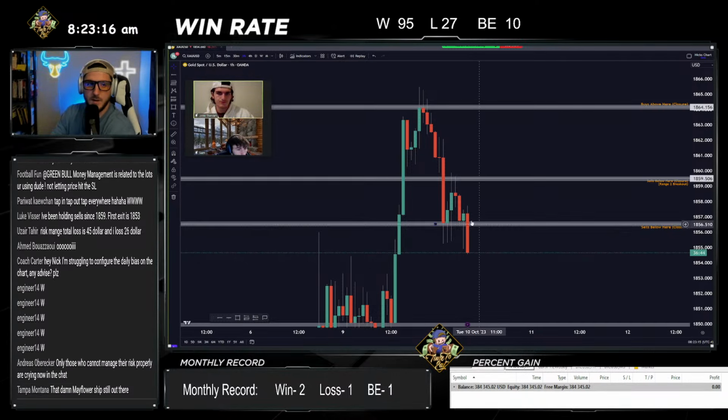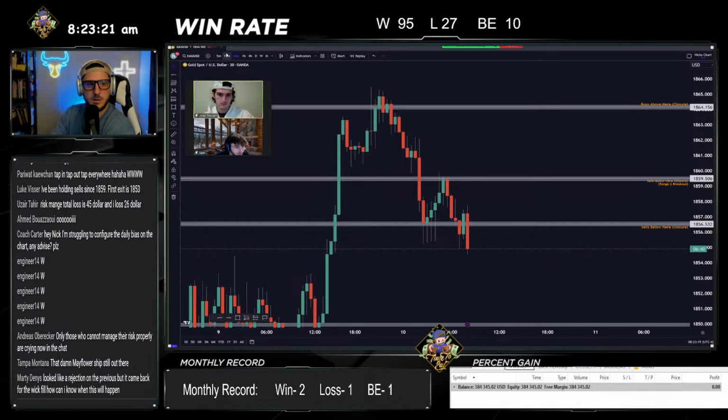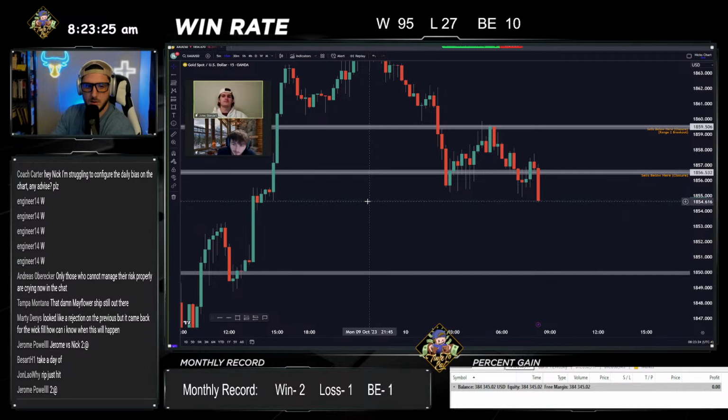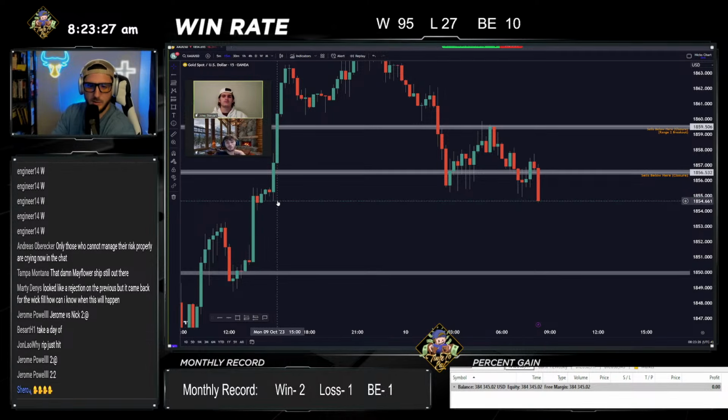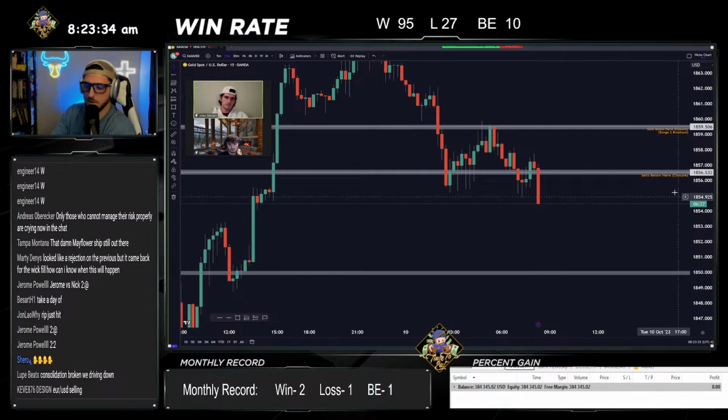Oh, yeah, look at this driving down here now. Wow. Interesting here. Yeah, look, even if we did move stops on the original position, I think we would have been tapped out on that anyway. Yeah, we would have been right there.